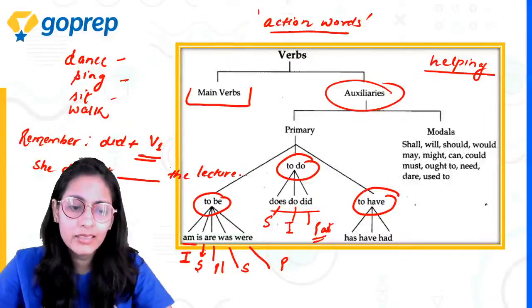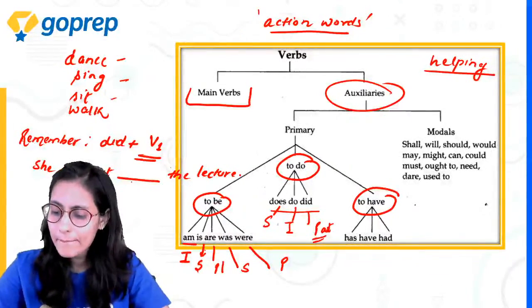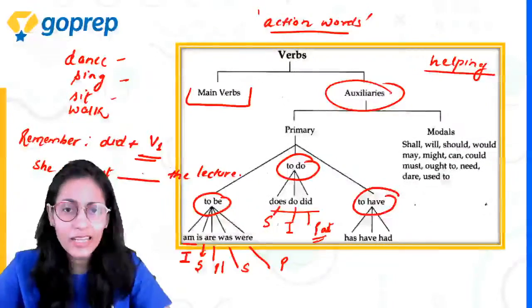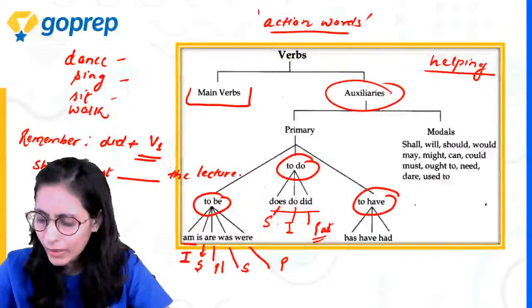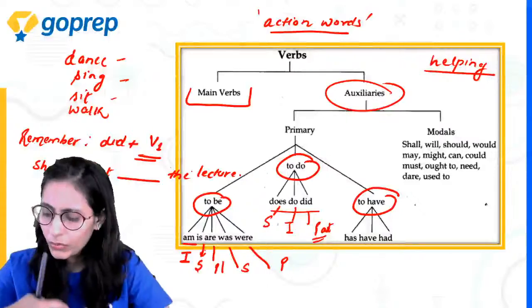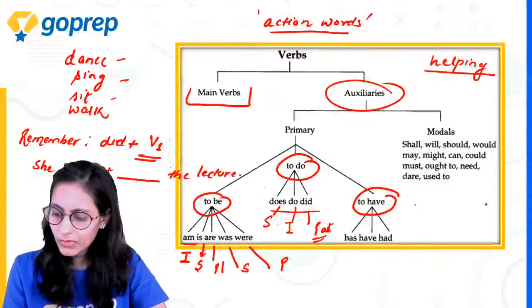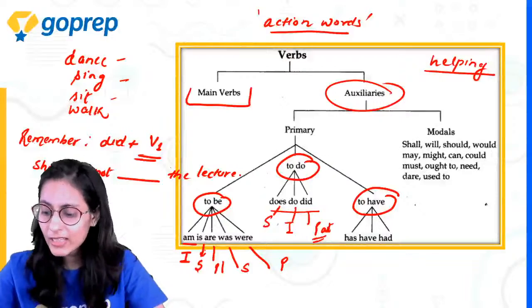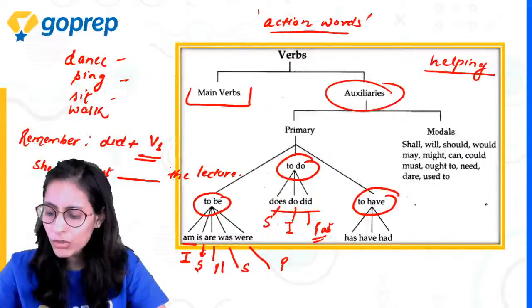Tell me quickly. She did not took the lecture. She did not attended the lecture. What should it be? Tell me quickly, everybody. Quick, quick, quick. Did you play? All right, Anika, that's right. Amlan said attend. Okay, others, what do you all think?